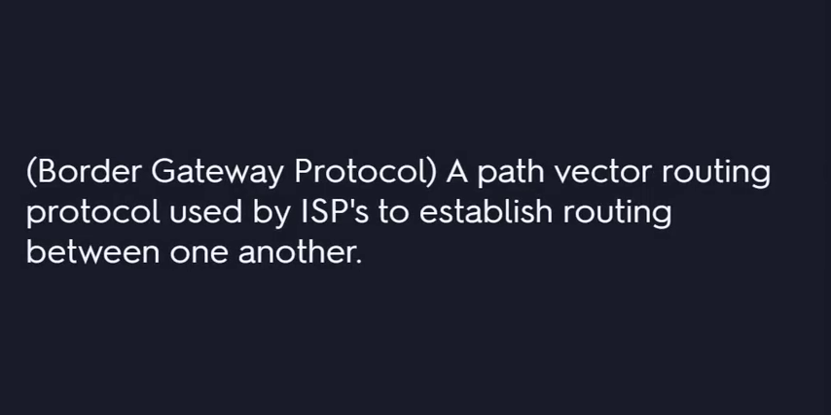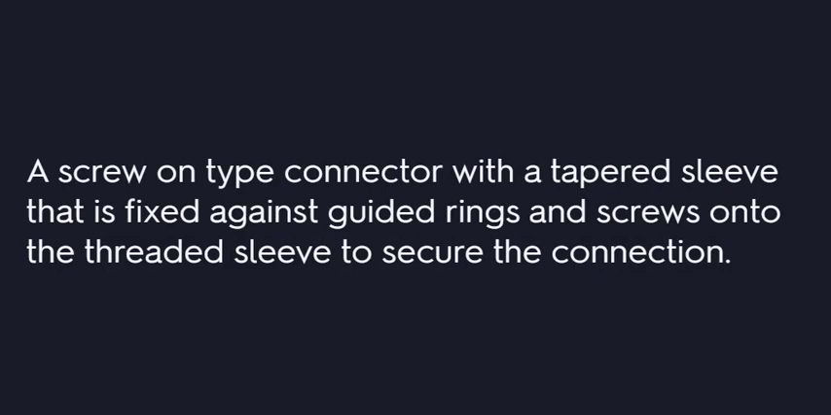A record of a device's performance statistics under normal operating conditions. Baseline. A path vector routing protocol used by ISPs to establish routing between one another. BGP. A screw-on type connector with a tapered sleeve that is fixed against guided rings and screws onto the threaded sleeve to secure the connection.